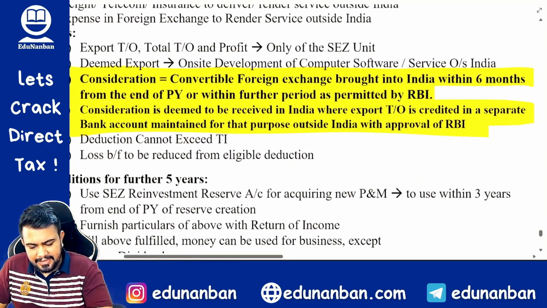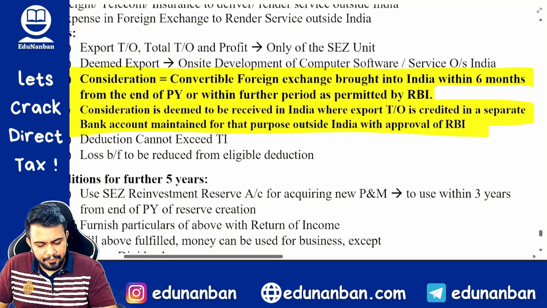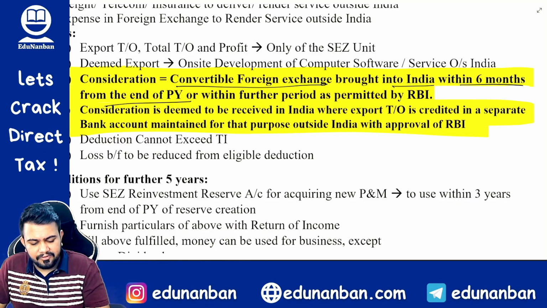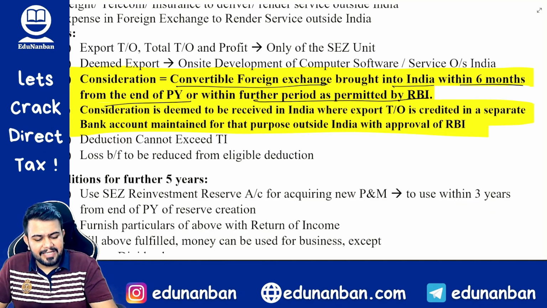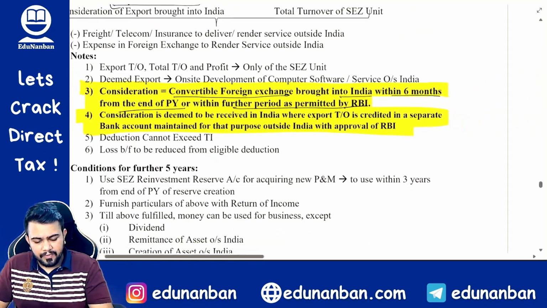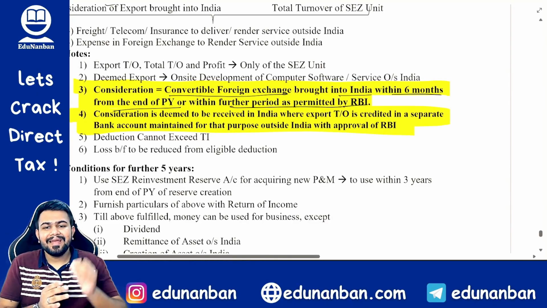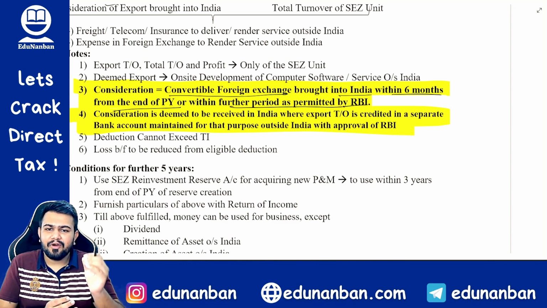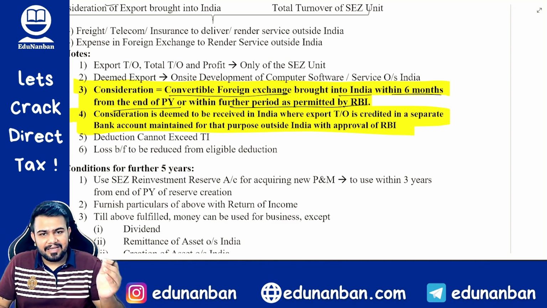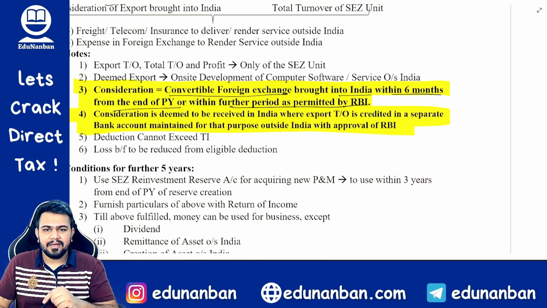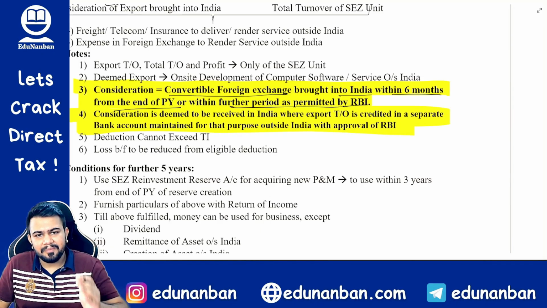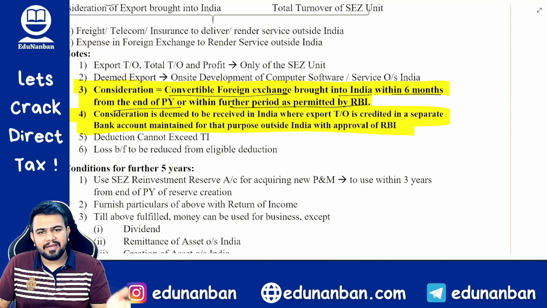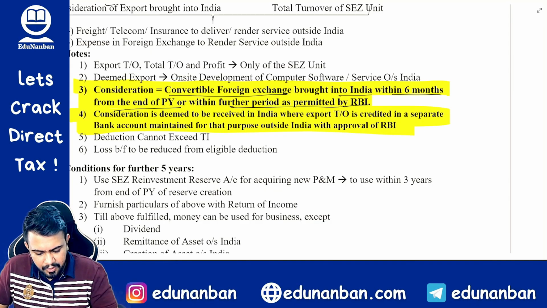Export turnover will only be considered as the convertible foreign exchange brought into India within 6 months from the end of the previous year, or within further period as permitted by RBI. So what is considered as export turnover? Export turnover will only be the consideration which is in convertible foreign exchange. So it should be in foreign exchange, and that foreign exchange also should be brought within India within 6 months from the end of the year, and if RBI gives further permission or extension, then within that extended period it should be brought into India.